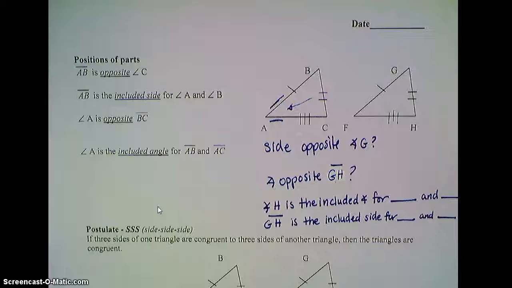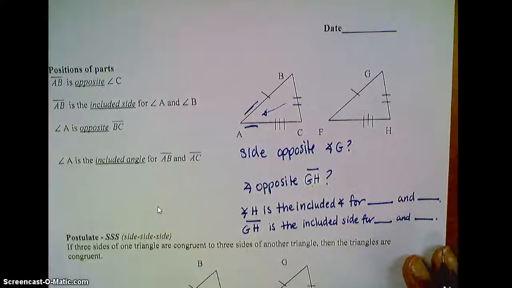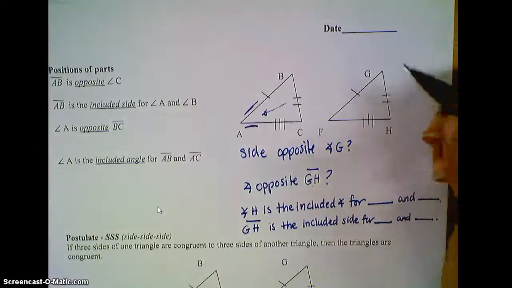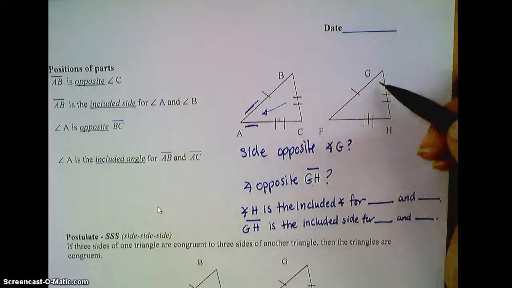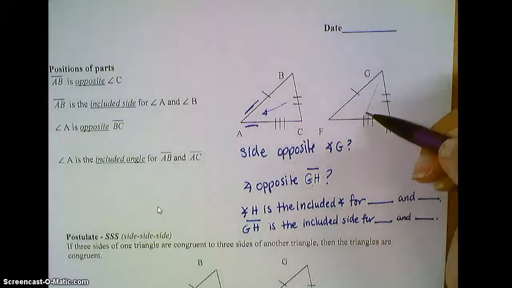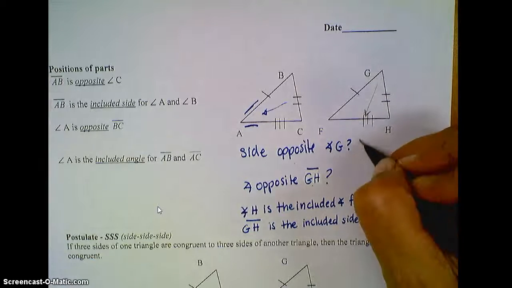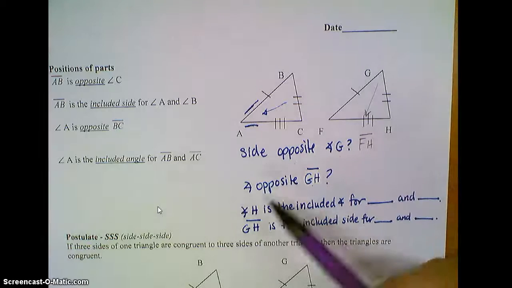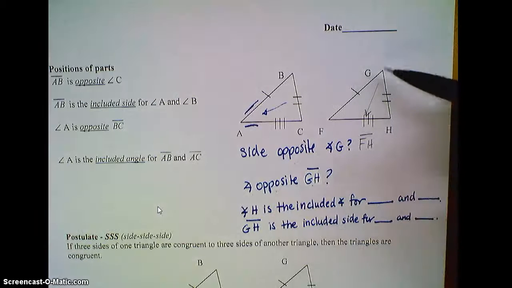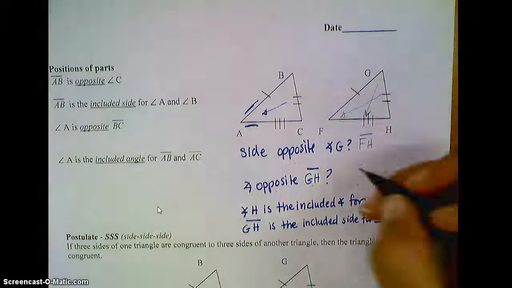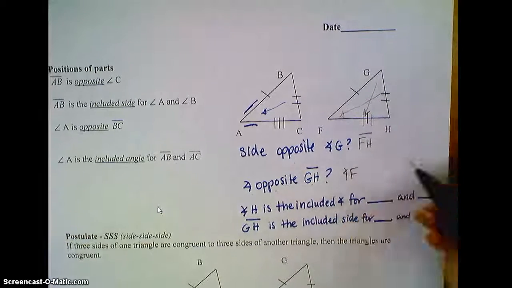Okay, I wrote down a few questions for you. We're going to go ahead and go through them. So the first question is asking you, and that's the one we left off with, what's the side opposite angle G? So I look at the picture, I see angle G, I look across from angle G, and that would be segment FH. What angle is opposite segment GH? Again, I start at segment GH, I go across the triangle, and that's going to be angle F.